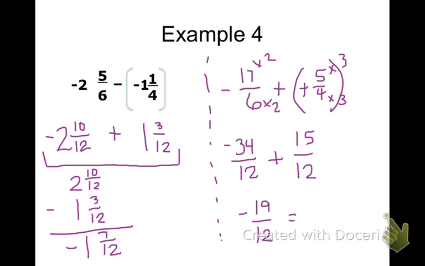And when I change that to a mixed number, 19 divided by 12 goes in one time with 7 as a remainder. So note we get the same answer either way that we do it.